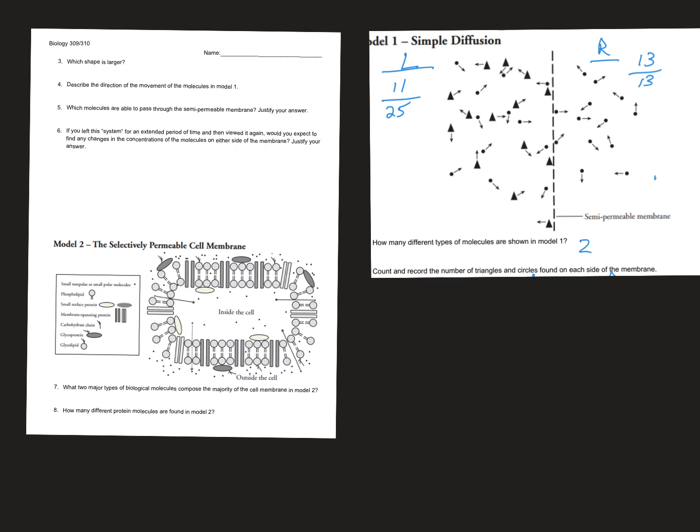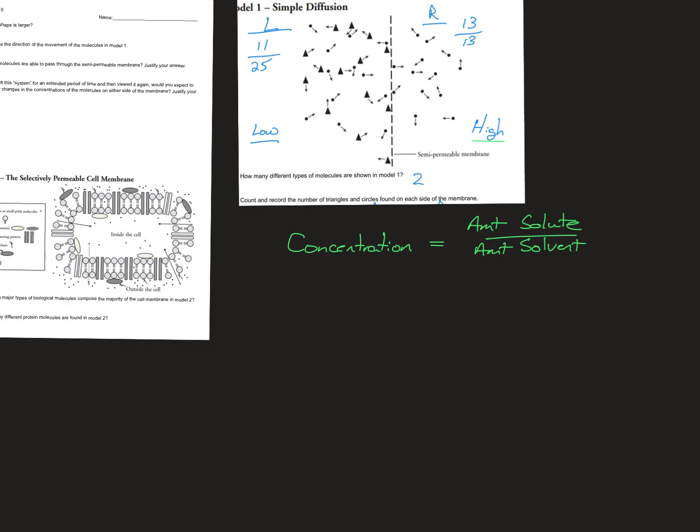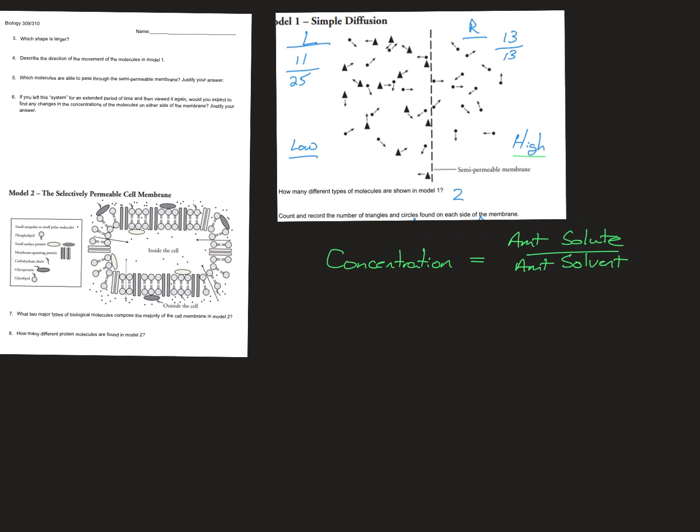So the right is high and the left is low, even though there are fewer circles. It's less concentration, and there are also fewer circles. Either way, this is high and this is low. Why? Because concentration is equal to the amount of solute divided by the amount of solvent. Again, review: you should know it, we covered it on Monday and earlier in the year as well. So on this side you have high and this side low.